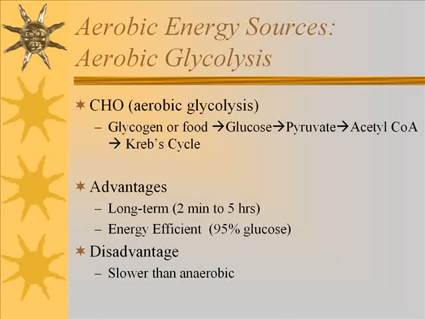The advantage of having aerobic glycolysis going on is the energy efficiency is maximized. We get 95% of the potential energy from that glucose when it enters into the glycolysis pathway for metabolism and is able to enter the Krebs cycle. We also can have long-term energy from 2 minutes to 5 hours. That's a remarkable difference from aerobic to anaerobic. Now, the disadvantage of aerobic glycolysis is that it's slower to providing energy than in an anaerobic state.